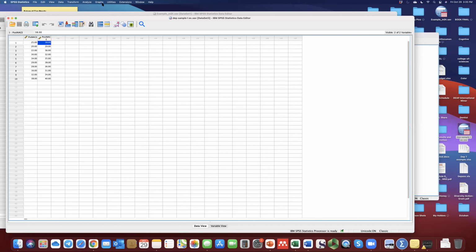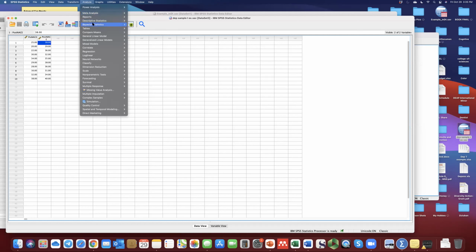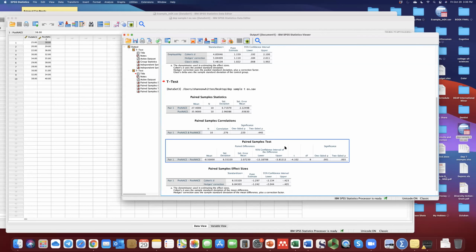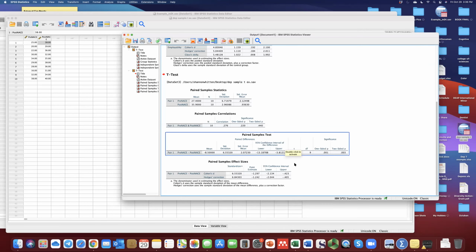So we can analyze that in SPSS by going to Analyze, Compare Means, Paired Samples t-test. We put them in side by side. Right, so the pair that we're comparing is before and after the NACE, and then it will come up like this. It looks really similar to the independent samples. We've got our means and standard deviations up here. Where you need to look is down here.